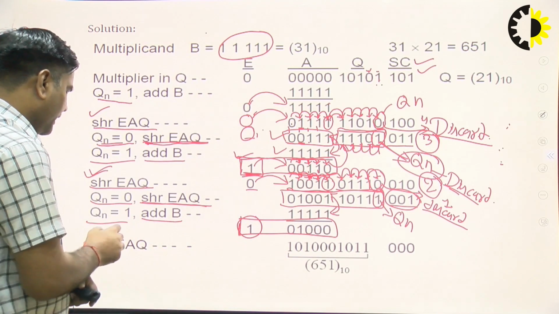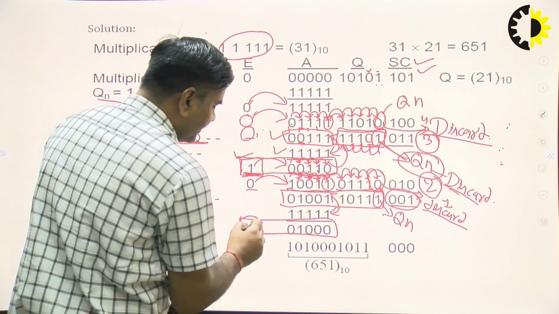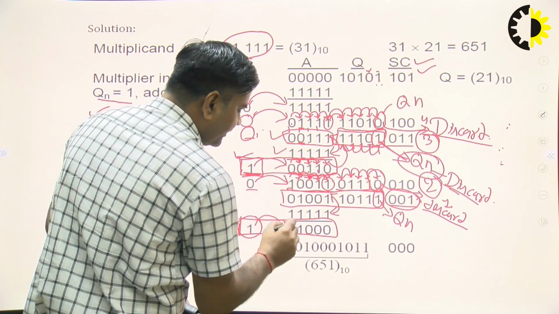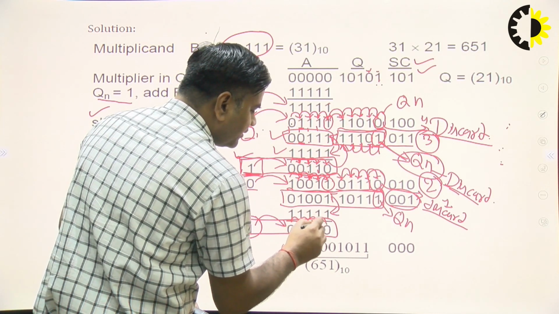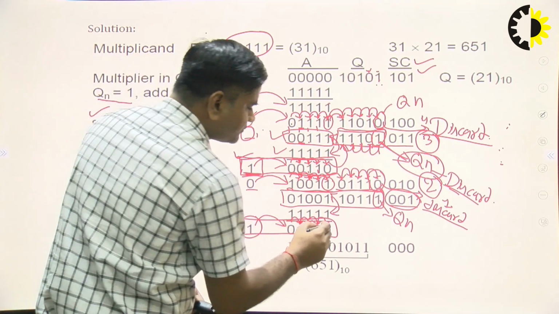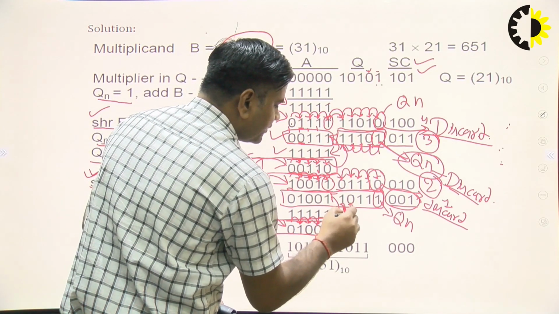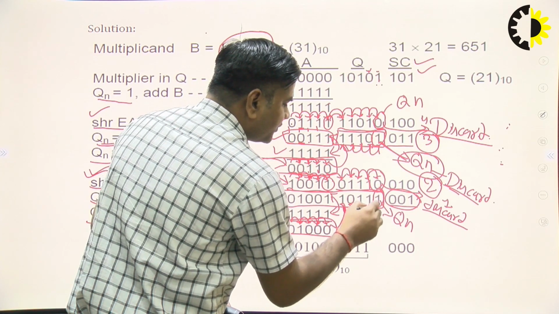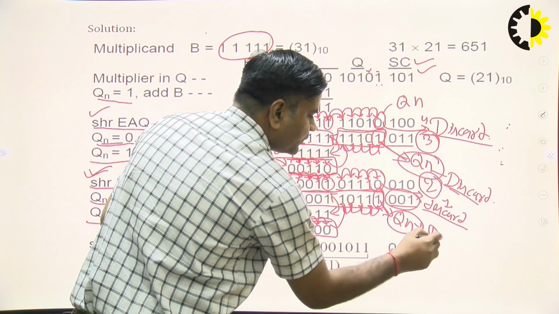After that, we have to perform logical shift right EAQ. If we perform the logical shift right, this 1 goes to this position, and these bits are shifted 1 bit to the right. This 0 goes to this position, and these bits are also shifted 1 position to the right, and this Qn is discarded.